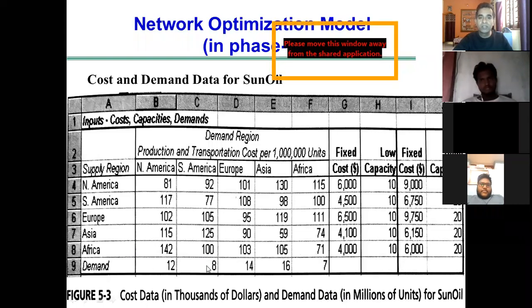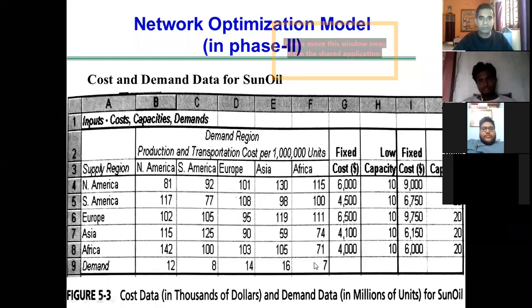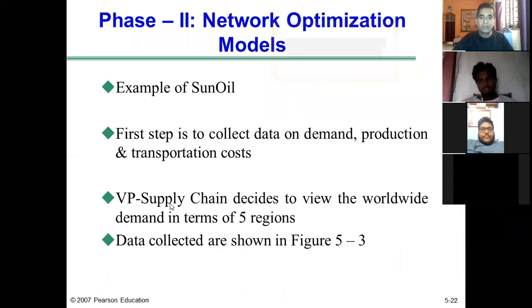The demand in South America is 8 million units. The demand in Europe is 14 million units. The demand in Asia is 16 million units. The demand in Africa is 7 million units. So this is the demand data which we just saw.